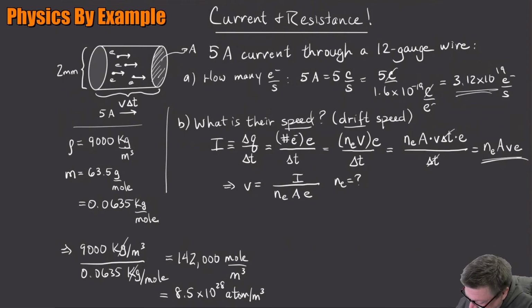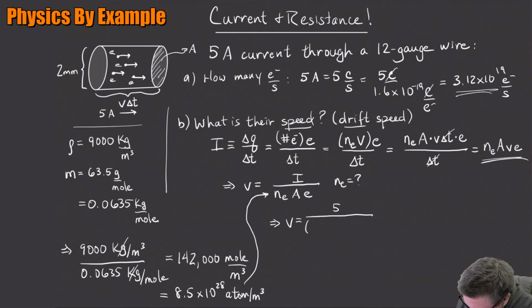Okay, so I'm going to take this, plug it right in there. And if I do, then I get a really interesting number. So the drift speed is going to be 5 divided by, okay, there's this number, 8.5 times 10 to the 28th. A is pi times r squared. Pi r squared is the cross-sectional area.